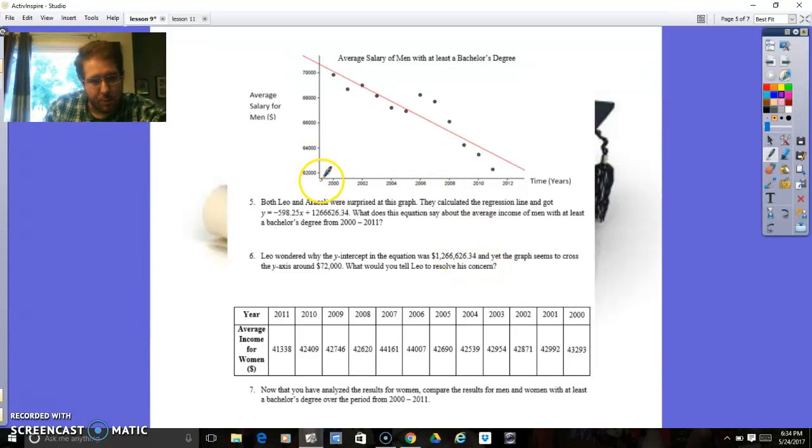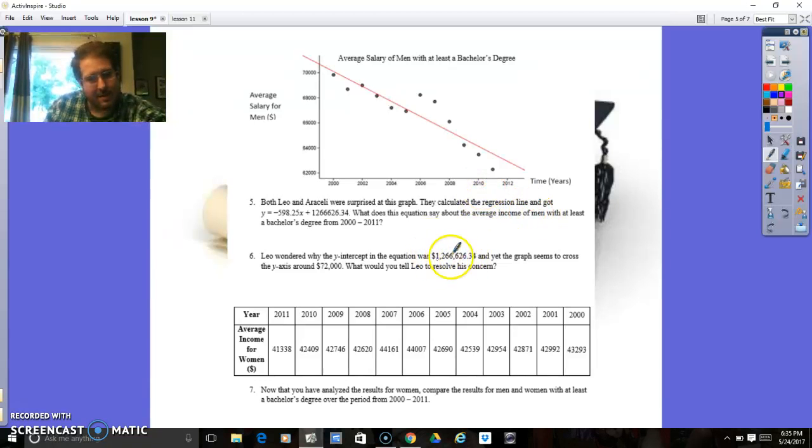Because this is the year 2000, and since they didn't change the time in years to represent years since 2000, year zero is actually not the year 2000. The year zero is actually the year zero. So you'd have to go back 2,000 years. Now, if this trend continues and it goes back 2,000 years, yeah, it's going to have a really high height, which is going to be about $1.2 to $1.3 million, which does not make sense in the context of the question, because if you go back 2,000 years, 1.3 million is worth way more than it is now.